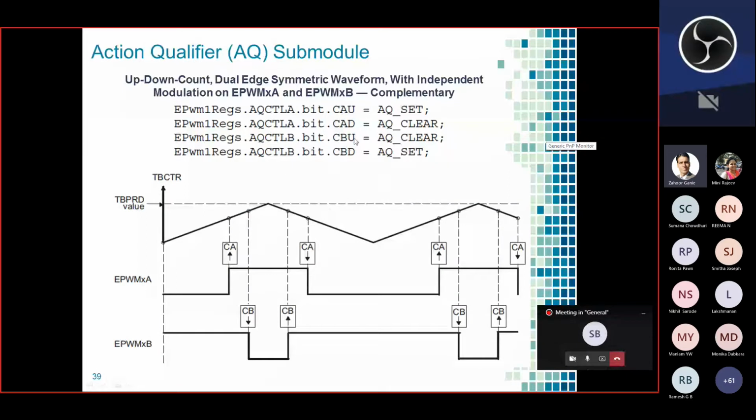Again, there is one more thing. You can toggle them. If you want complementary pulses, for A you want it in this way and for B in complement. For complementary pulses, you write up count set for A and down count clear. For down it is clear. This is fine. But inversely you can do it for B. For up count you are clearing, whereas for down count it is setting. So these two are now complementary pulses. This is very useful in generating dead time. In general, the inverters you use will be using this kind of sequence in the action qualifier so that you can have dead time in between these two.